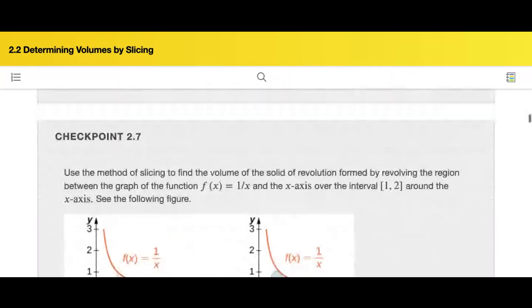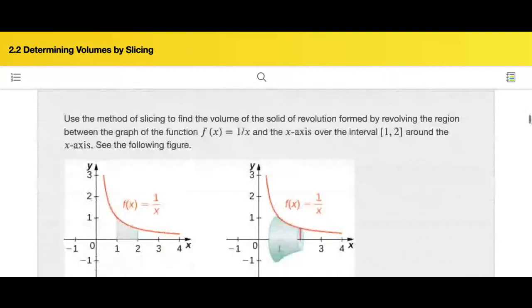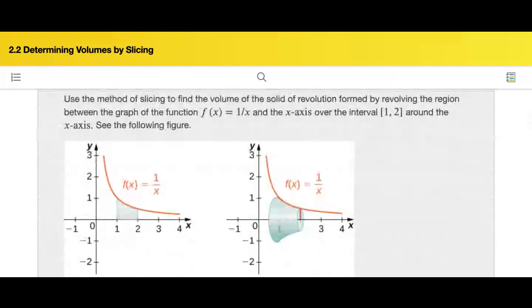Okay, let's see this one. I want to use the slicing method for this. So f of x equals 1 over x. We want to rotate the region with the x-axis over the interval 1 to 2, right? We know the graph of 1 over x has 2 branches, one in the first quadrant and one in the third quadrant. But because the interval is from 1 to 2, we don't care about the other branch. So we have this region, this area under f of x. Then we can rotate it around the x-axis.